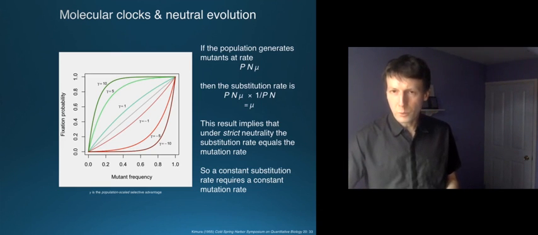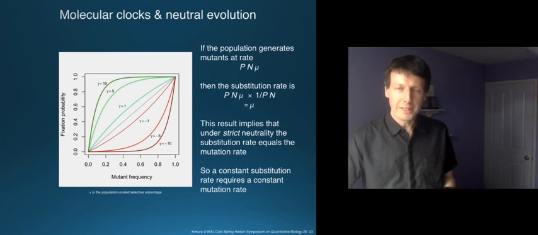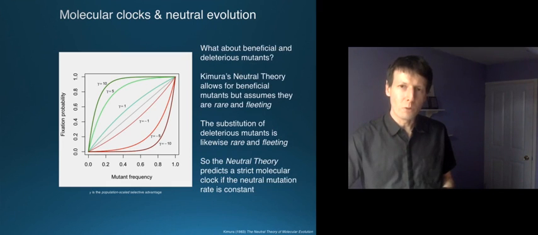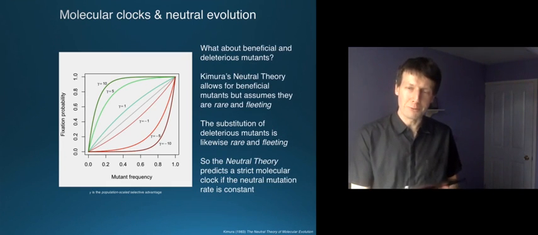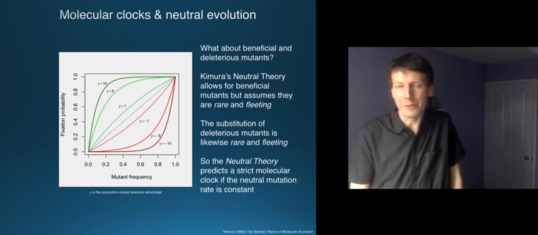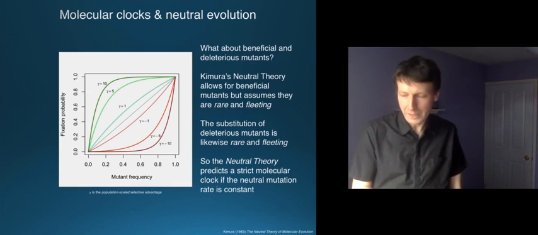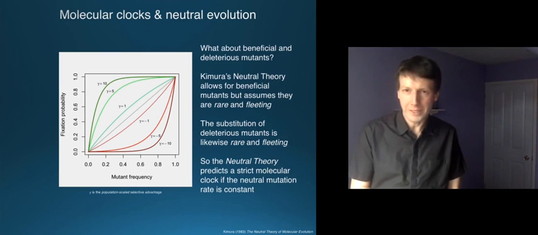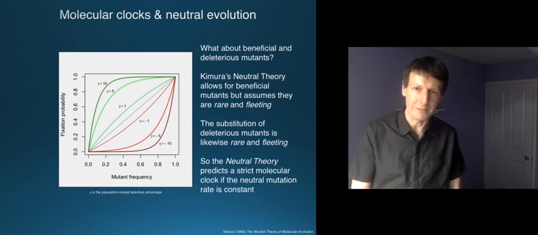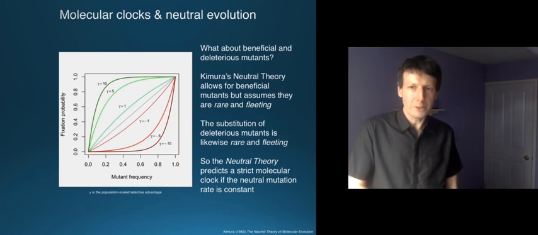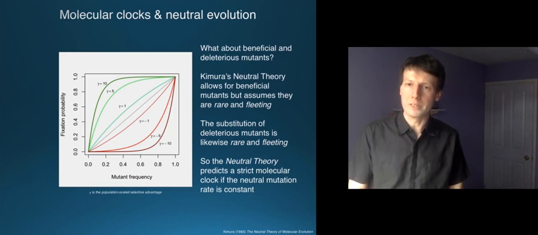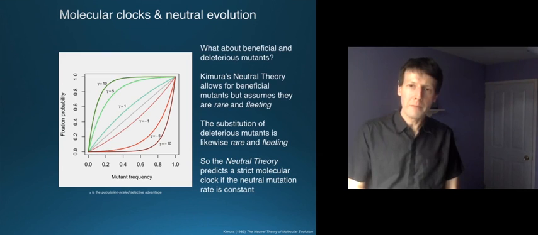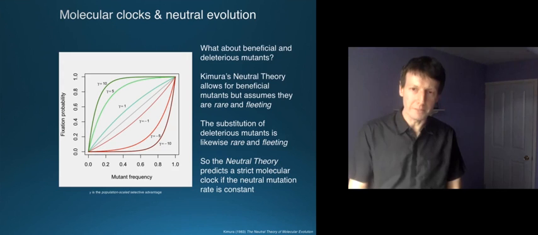Okay, so what exactly do we mean by neutral mutations? And what about beneficial and deleterious mutations, which of course are very important over long periods of evolutionary time? They're particularly important because they explain the diversity of adaptation that we see between different organisms occupying different niches. Well, contrary to a common misconception, Kimura's neutral theory allows for beneficial mutants and deleterious mutants, but it assumes that both of them are rare and fleeting. And why does it do that?